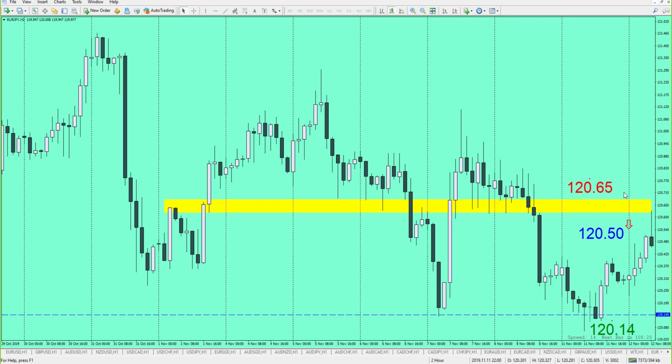Now I love to trade against the Asian move. The Asian move on the euro yen was up. So what do I want to do? I want to sell this bad boy. And that is precisely what I did.